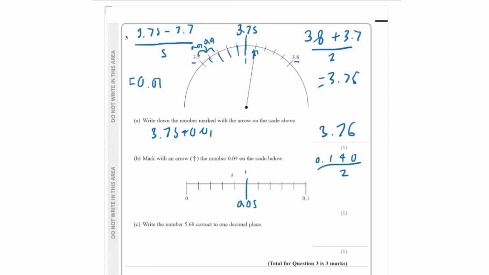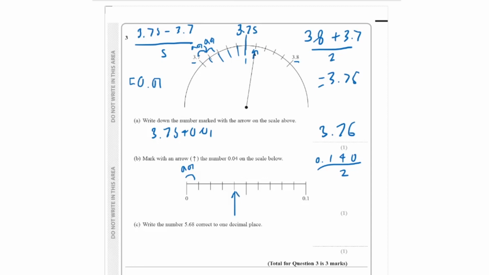And 0.05 divided by 5 is simply 0.01. So that means that 0.05 minus 0.01 must be where it is on the scale. So we can simply write here one nice arrow.